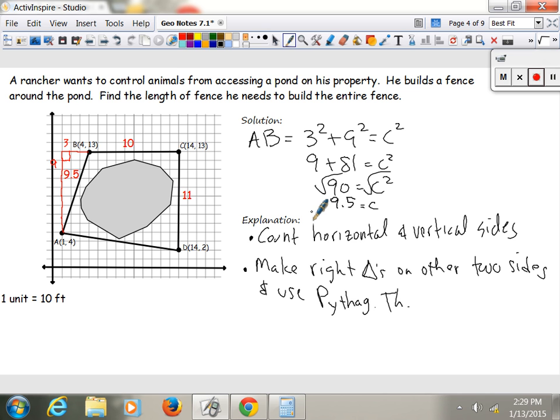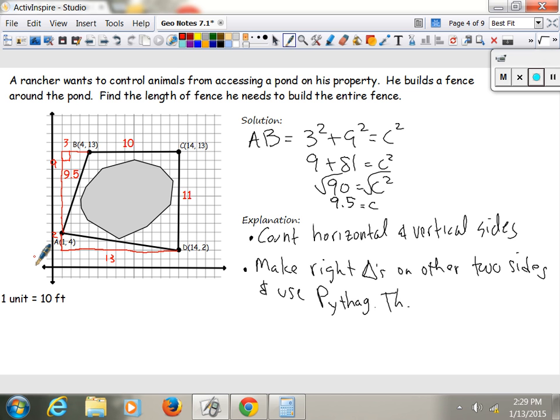Okay, so that's AB. That's this side right here. The bottom piece, we want to make a right triangle down there as well. So that would be down 2 and over 13. So we got an A is 2 and B is 13, and we want to find C.